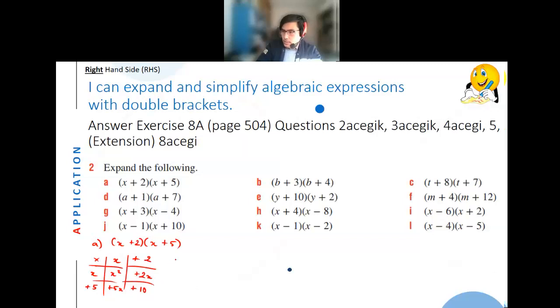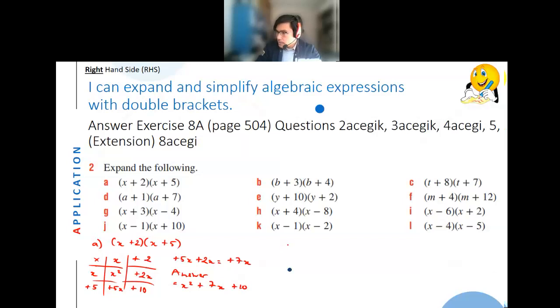Here I see that the plus 5x and the plus 2x are like terms, so combine them together: plus 5 plus 2 gives us plus 7x. So our answer, combining everything, is x squared plus 7x plus 10. And that's going to be our answer.